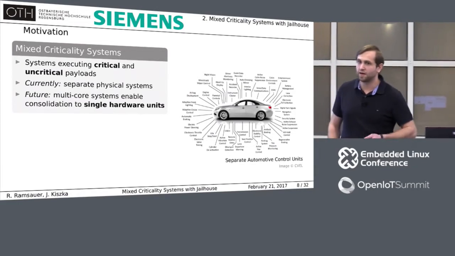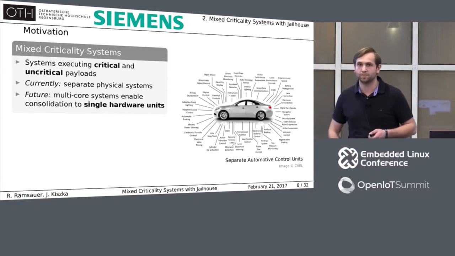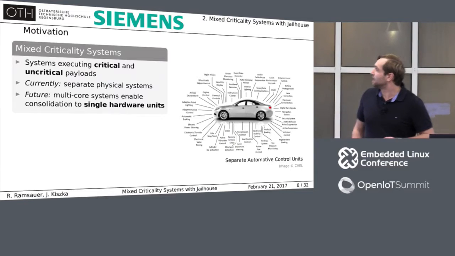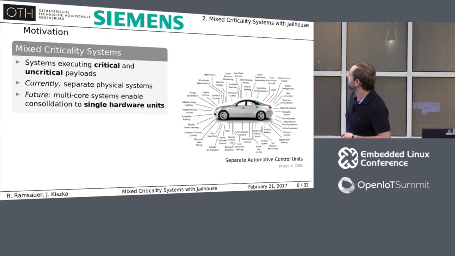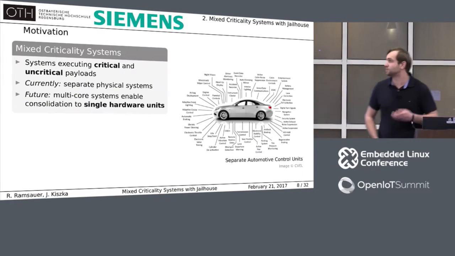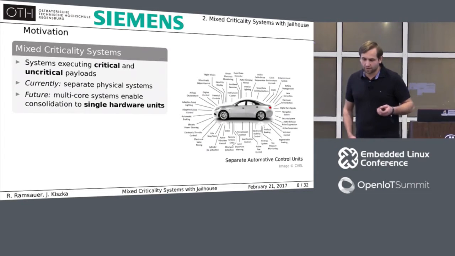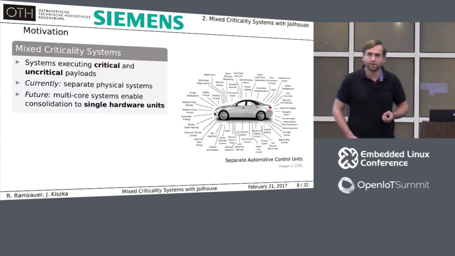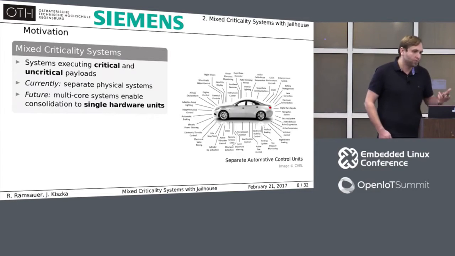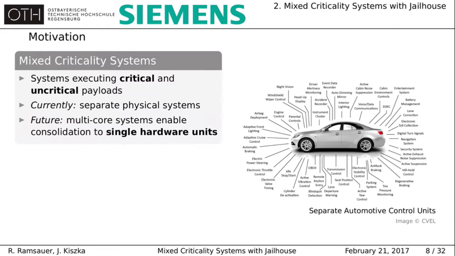So thank you very much for the introduction. And now I'm going to explain to you how we can use Jailhouse to build mixed criticality systems. Mixed criticality systems are usually systems where you run different payloads of different levels of criticality, like critical and uncritical payloads. A typical candidate for such mixed criticality systems is a car, where, for example, the engine control has a higher criticality than the instrument control. And currently, the control units of those devices are located on separate physical systems. And with the use of Jailhouse, we could think of consolidating them back together to one single hardware unit.